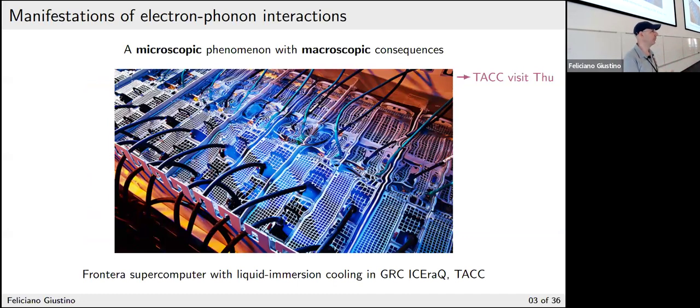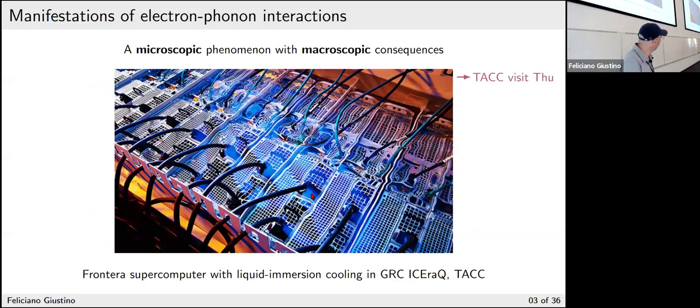So the next maybe 6 slides are about me trying to convey the message that these things, electron-phonon interactions, are a little bit everywhere. So I'm going to use 3 examples. This first example is basically a picture of the Green Revolution Cooling ice rack bath in the Texas Advanced Computing Center. It's basically like a bathtub full of oil where you have GPU blades submerged.